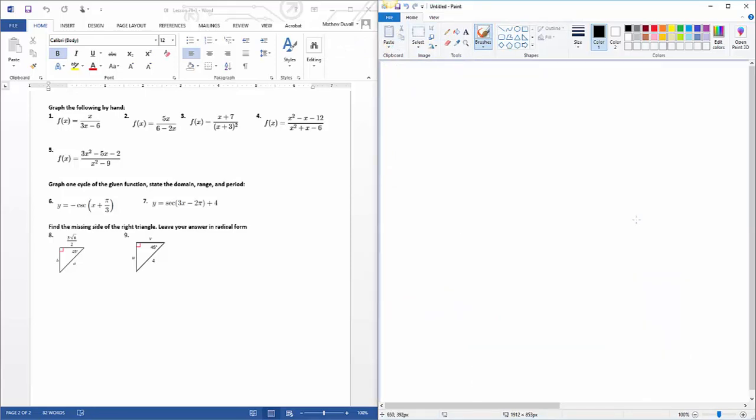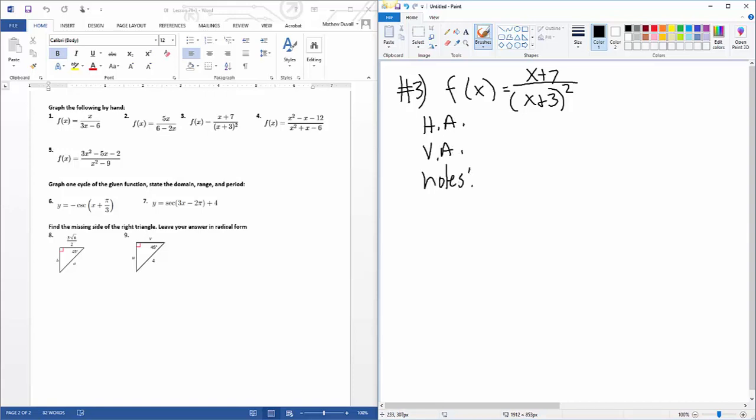Next one, let's look at number 3. So f of x equals x plus 7 over x plus 3 squared. So same idea, we want to find our horizontal asymptotes, vertical asymptotes, and any holes if any exist.